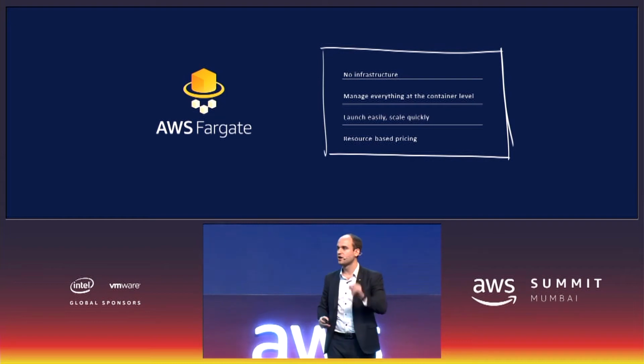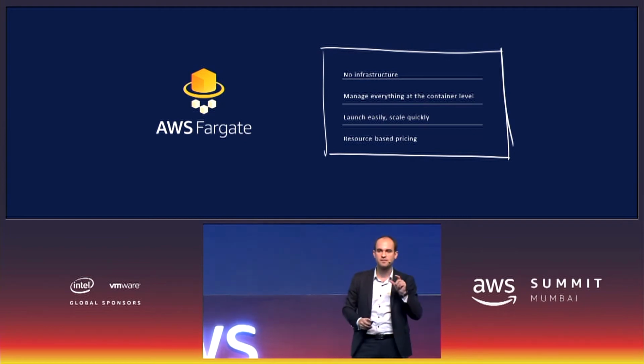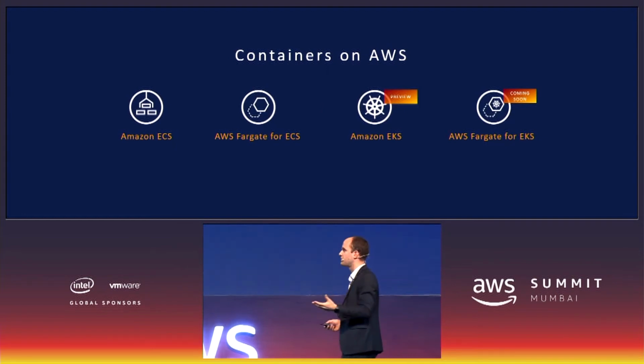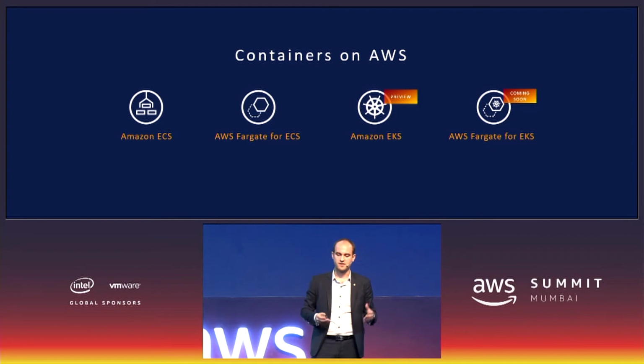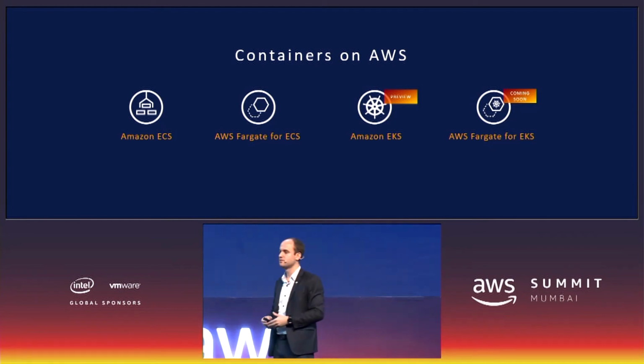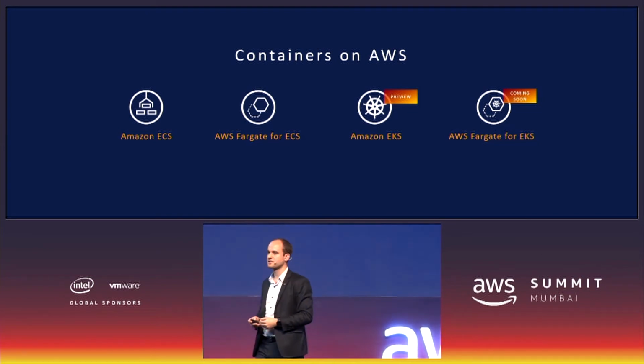And the best part, resource-based pricing. You only pay for what you use when you use it. That's fantastic as a builder. I can focus on building what I want to build. And guess what? Of course, that's available for both ECS, but also for EKS. Fargate for ECS, Fargate for EKS. Allowing us to really focus on building.